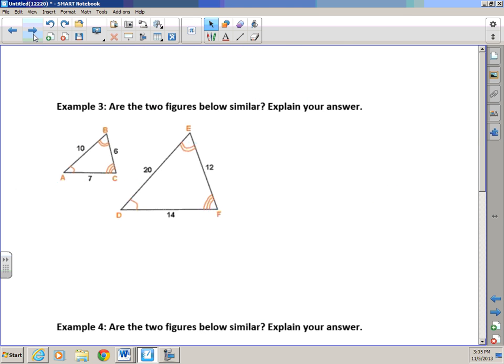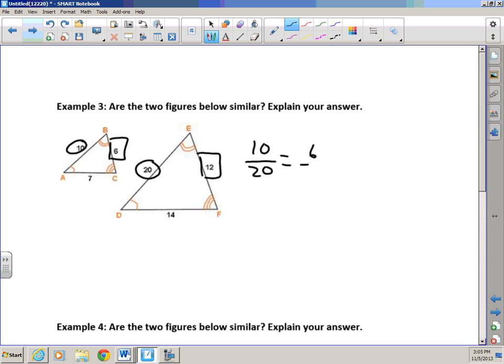Continuing in that vein, if we take a look at these two triangles, I want to determine if they are similar. Well, I'm going to match up large to large, small to small, and then the next one, odd man out. Are these three ratios equal to each other? Yes. So they are similar.